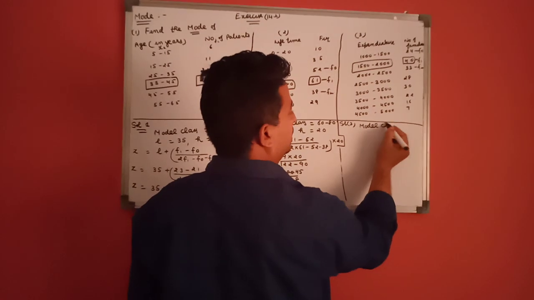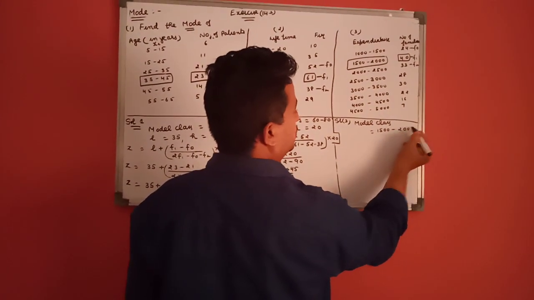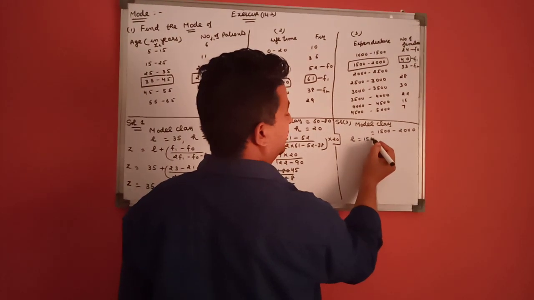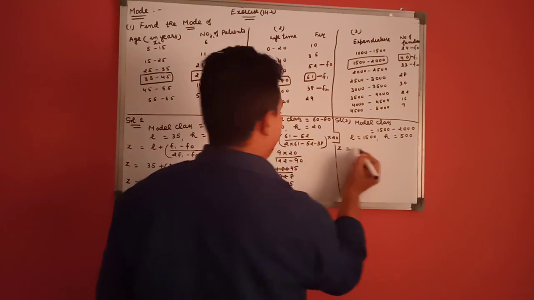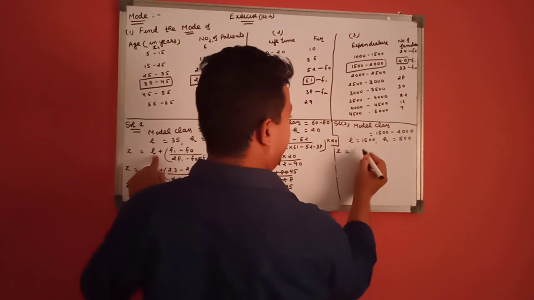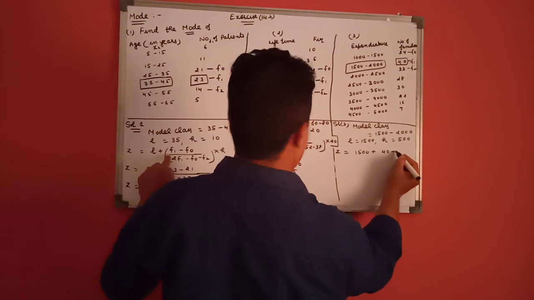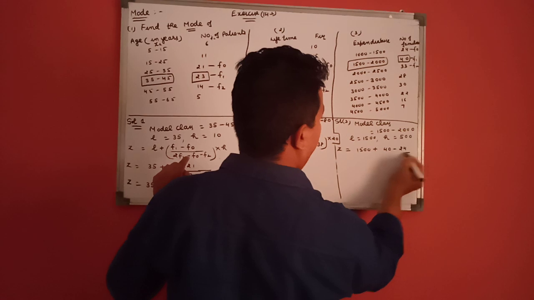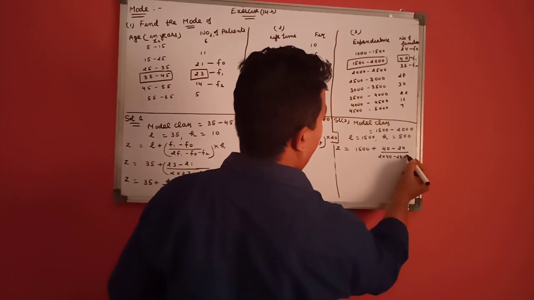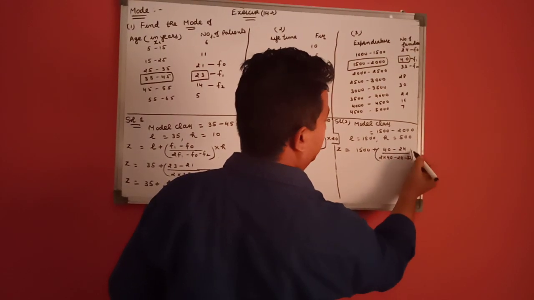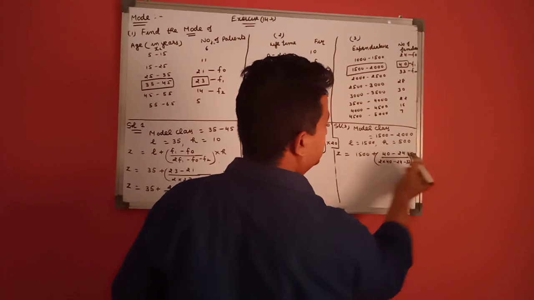So the modal class is 1500 to 2000. In this, the lower limit is 1500 and class size is 500. When we put the value of L, that's 1500 plus, f1 is 40 and f0 is 24, divided by 2 into 40, 24, 33, multiply h. h is 500. These are the values.